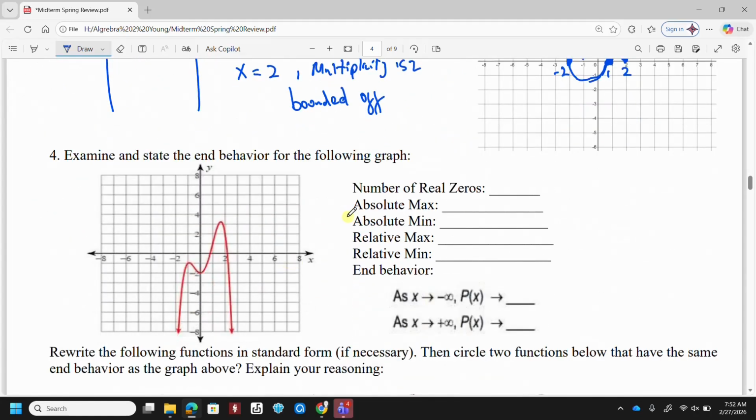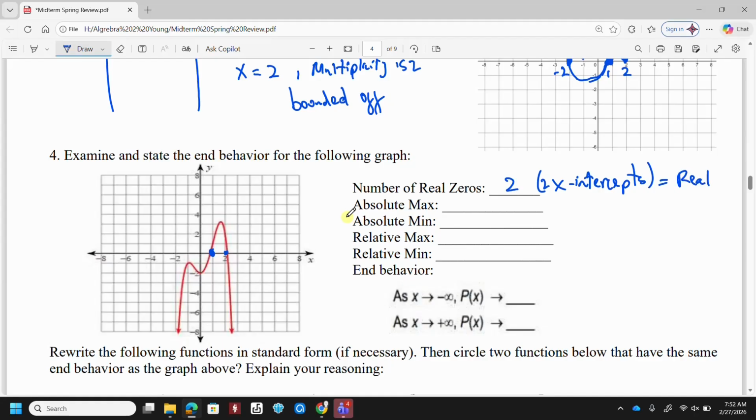So number 4, real zeros, absolute minimum, and end behavior. So the number of real zeros, there's the x-intercepts right here. So you can say 1 and 2. The number of real zeros is 2, because there are 2 x-intercepts. So the x-intercepts give you the real zeros.